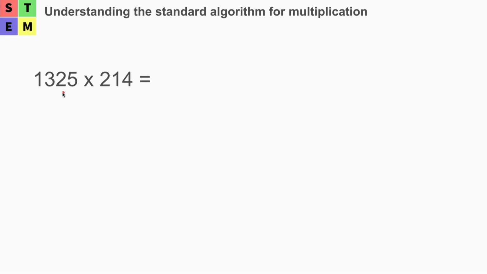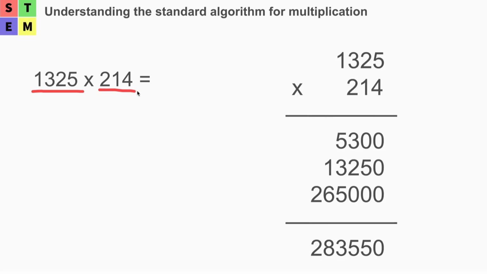So we have a 4-digit number times a 3-digit number this time. That's our last example here. So we got 1,325 times 214. All right, so that's more complicated than our previous examples, and let's go through the calculations.